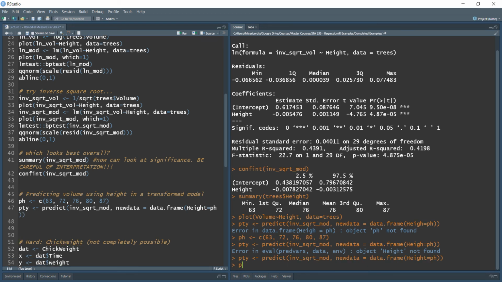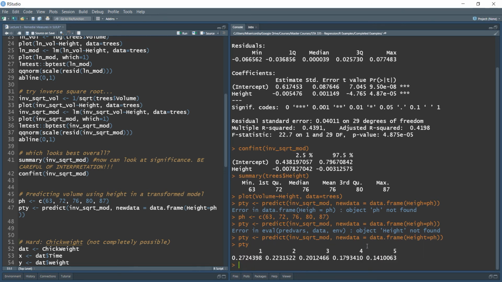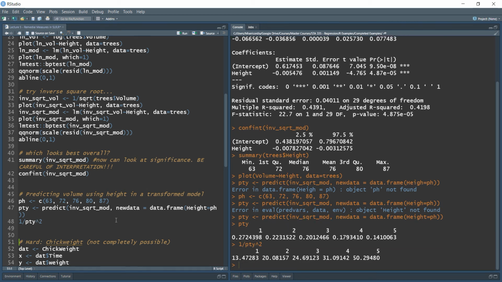Okay, so my predicted transformed y values, these are the inverse square root of the y values. So I have to undo the inverse square root. So 1 divided by undoes the inverse, and I have to undo the square root, so that's a squared. So I take 1 divided by this value squared. So a couple of predicted height values are going to be 13, 20, 24, 31, and 50.